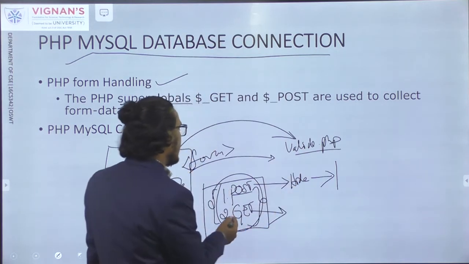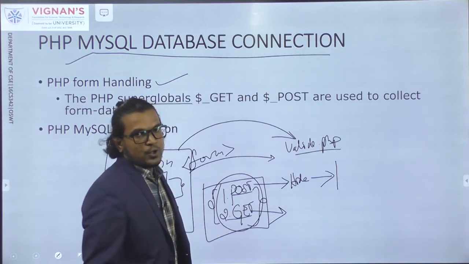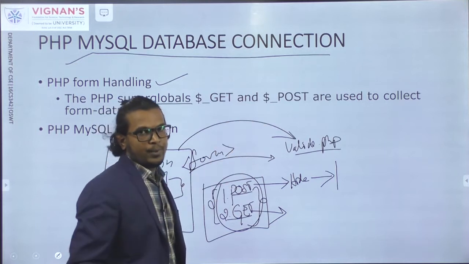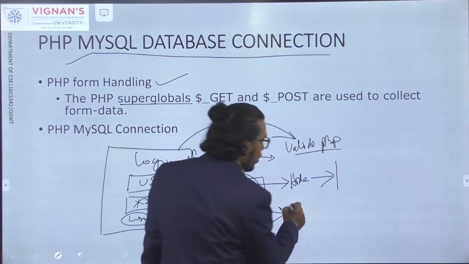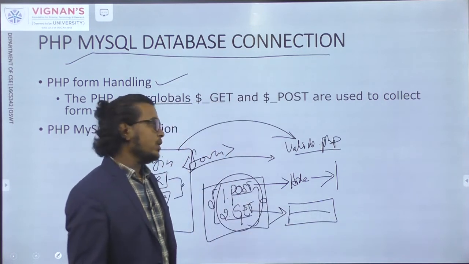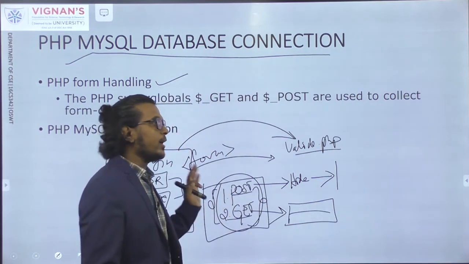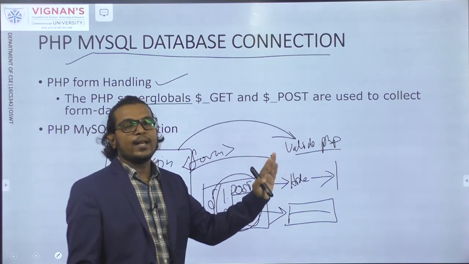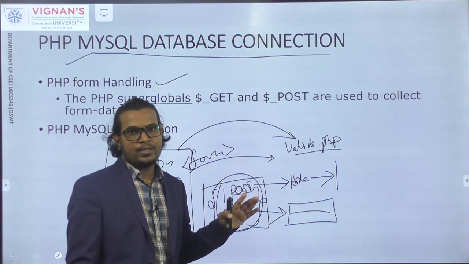Okay, so the next one is the post method. It will also post the information from one page to another page, but it will hide the user's sensitive information. So with the help of this post method, we can post the information from one page to another page, and it will hide the user information.